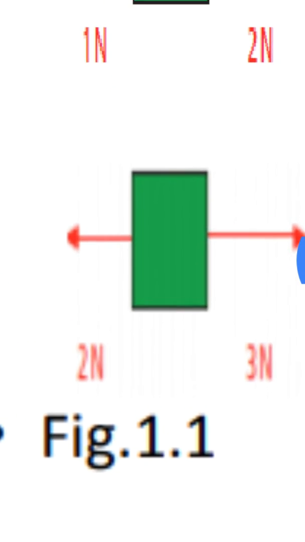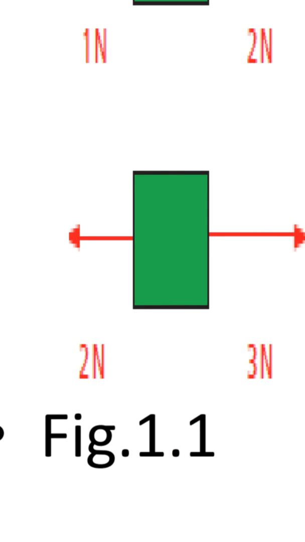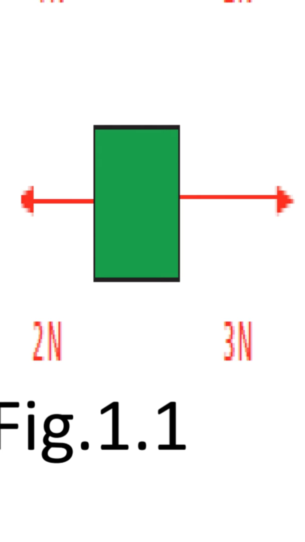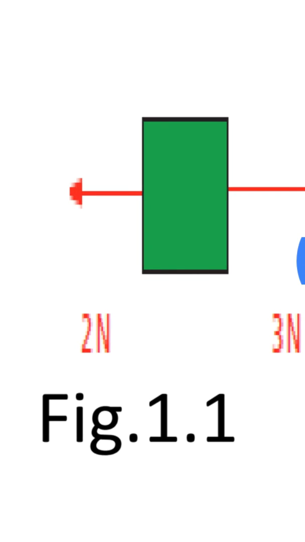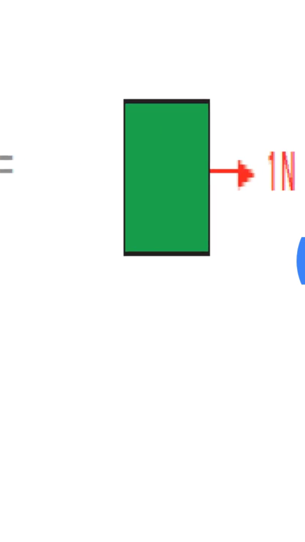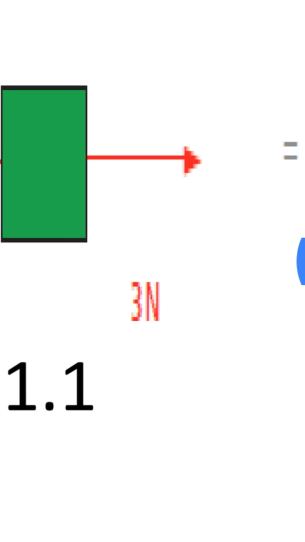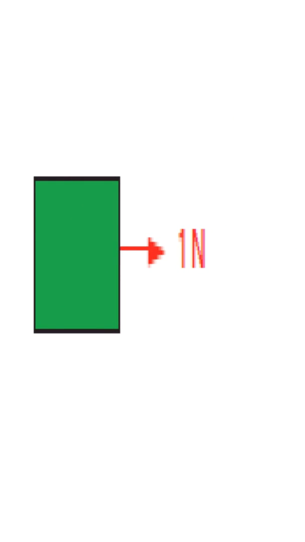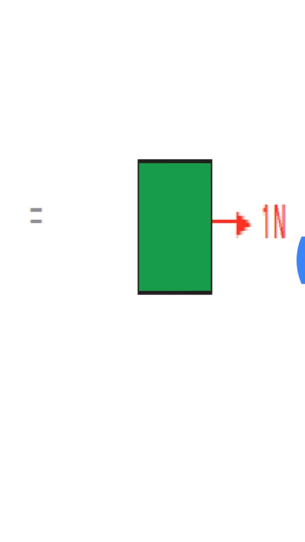In the second diagram, the two forces are acting parallel to each other but not in the same direction. They are acting in opposite direction. One is the force 3 Newton, other is the 2 Newton. 3 Newton is acting towards right, 2 Newton is acting towards left. So in this case, how to get the resultant? We are going to subtract them. 2 Newton will be subtracted from 3 Newton and the final answer is 1 Newton.